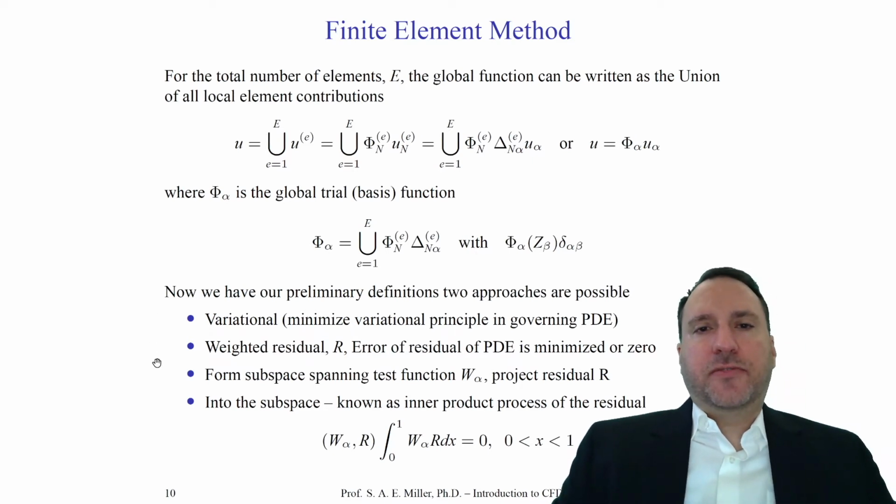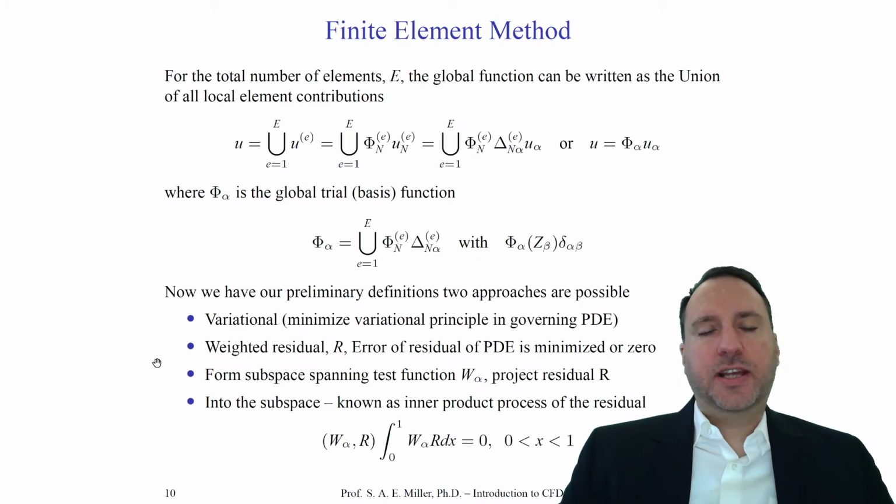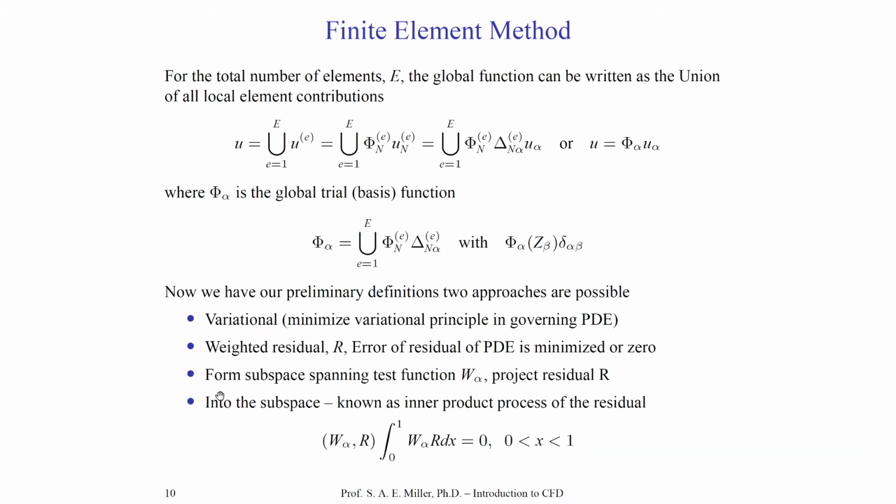Typically, for the second classification, we would have some sort of subspace which spans the test function W, which will project the residual R into a subspace. And this is what we call the inner product process of the residual. We define that in the equation at the bottom of this page.